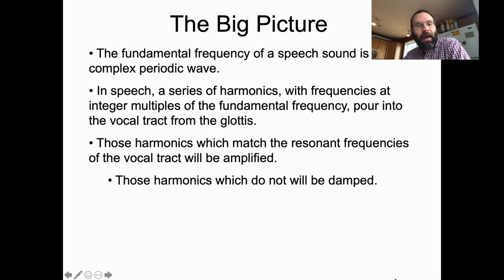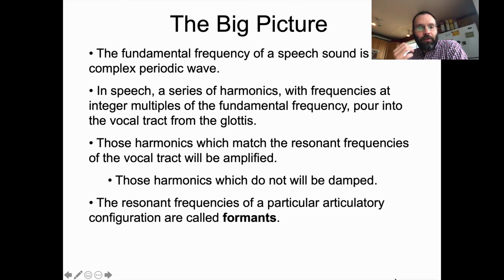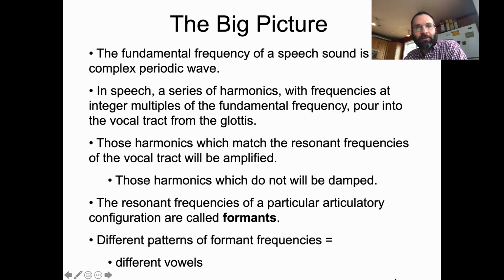The harmonics which match the resonant frequencies of the vocal tract will be amplified, and the harmonics which do not match those resonant frequencies will be damped. We calculated in the basic case, if you just have an unperturbed or smooth tube that's open at one end, how do you calculate the resonant frequencies for that particular tube if you have a vibrating glottis or some sort of vibrating sound source at one end? The resonant frequencies of that particular tube or any particular articulatory configuration are called formants, and we can see them nice and easily in a spectrogram.